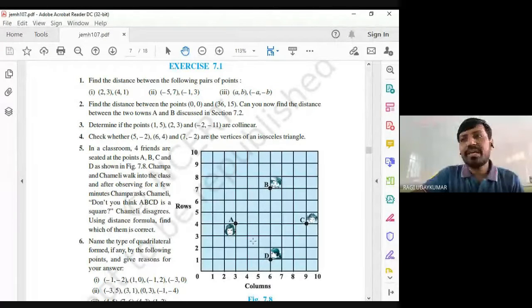So question number 5 in 7.1. The question is given that Champa and Chameli, 4 friends, are seated at the points A, B, C, D. What are the points here?